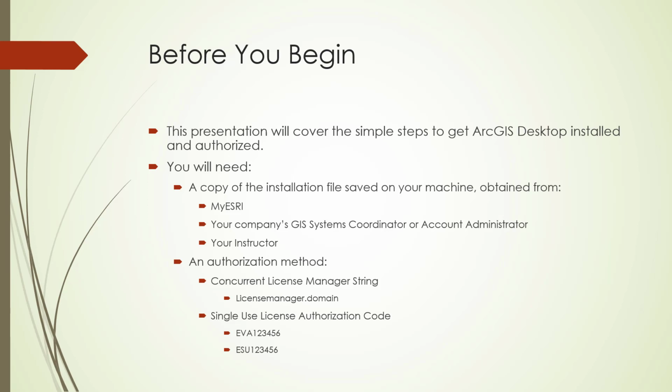Second, make sure you have obtained an authorization method. If you will be using a concurrent license, you will need your license manager string. This could be an IP address, or a machine name, or an alias URL. If you will be using a single-use license, you will need an authorization code. This will have 3 letters followed by a series of numbers. Once you have these items, you can successfully install ArcGIS Desktop.